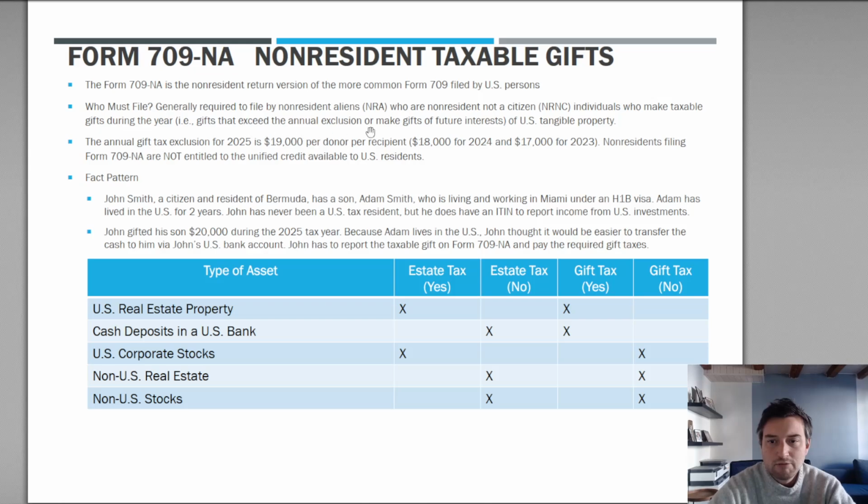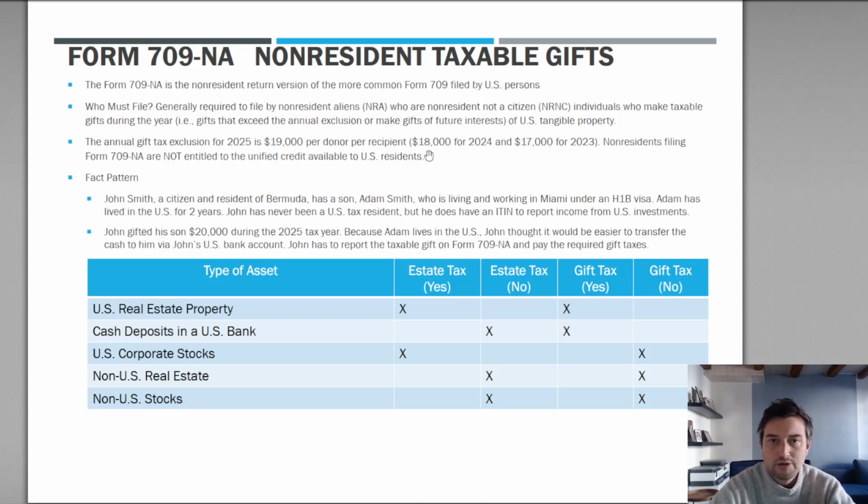So this generally must be filed when you have non-resident individuals that make taxable transfers during the year. Non-residents are not residents, not a citizen, so NRNC for short. And when they make gifts of certain types of U.S. property that exceed the annual exclusion, they might have a reporting obligation and very likely are going to owe some U.S. gift taxes. Now, the gift tax exclusion for 2025 is $19,000 per donor per recipient.